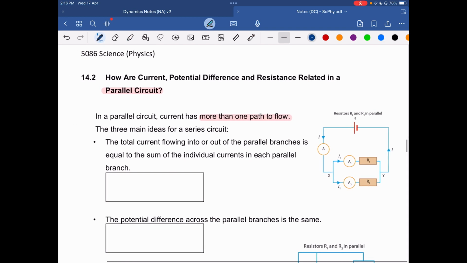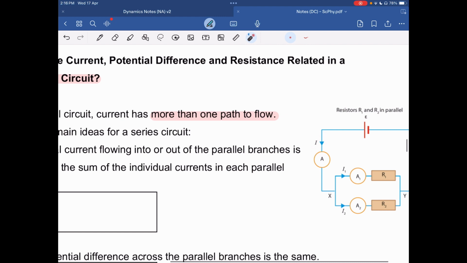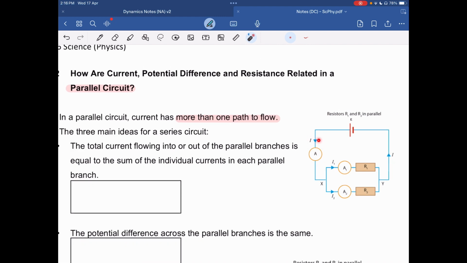What's going to happen is that the current coming out from the cell, the total current, will split at this connector. What this means is that I total will be equal to I1 plus I2. When it splits and then meets back at this connector, when it comes out, the total current will still be equal to the sum of these two separate branches.